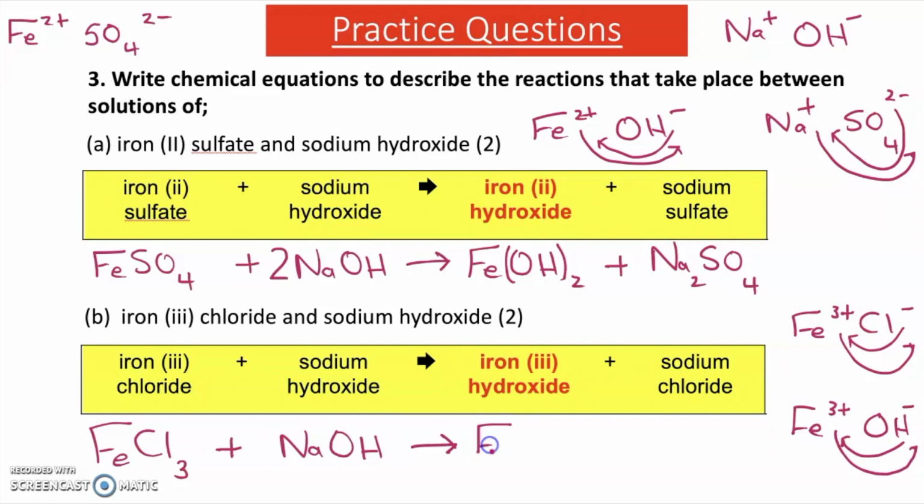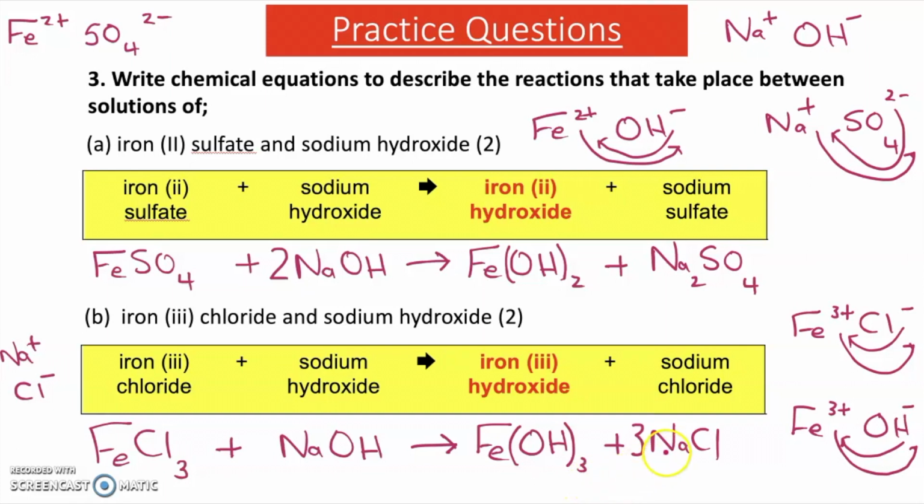Fe(OH)3. Now once again, when writing the formula, I can look at this as how many OH- ions do I need to cancel out the 3+ charge? 3. So therefore the formula is Fe(OH)3, and I put the OH in brackets because I need 3 OHs. And then I have to write the formula of sodium chloride. So the 2 ions are Na+ and Cl-. They have the same charge, so it cancels out. So the formula is NaCl.